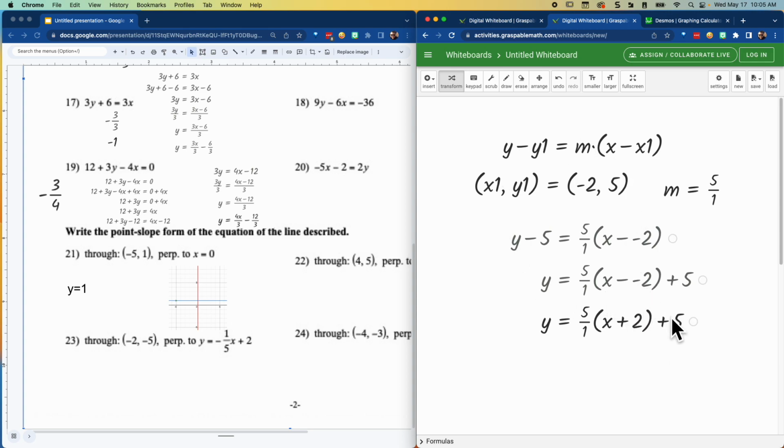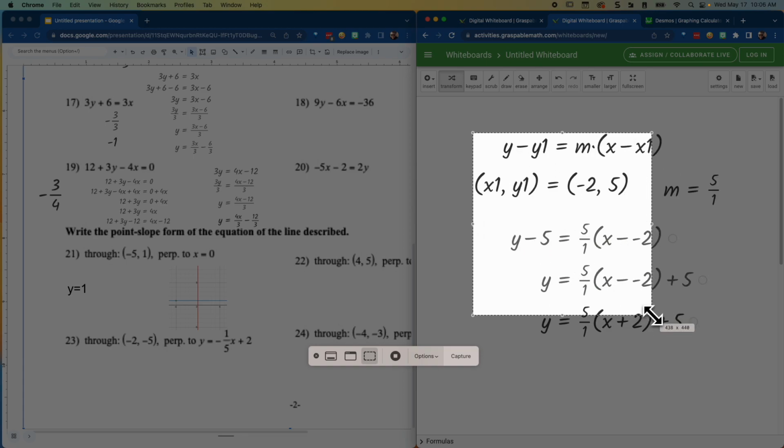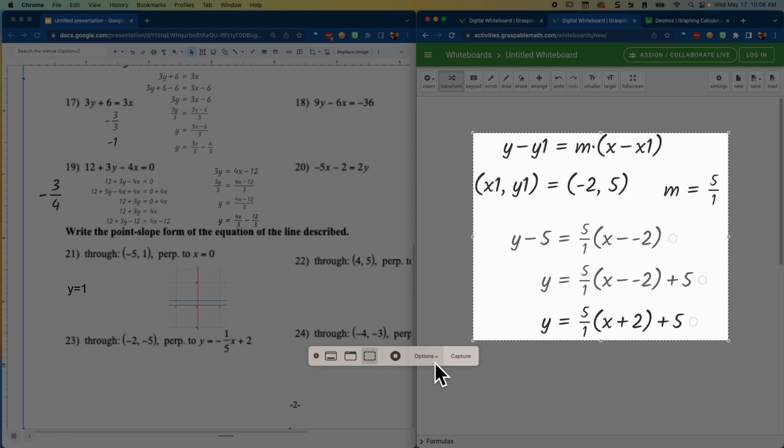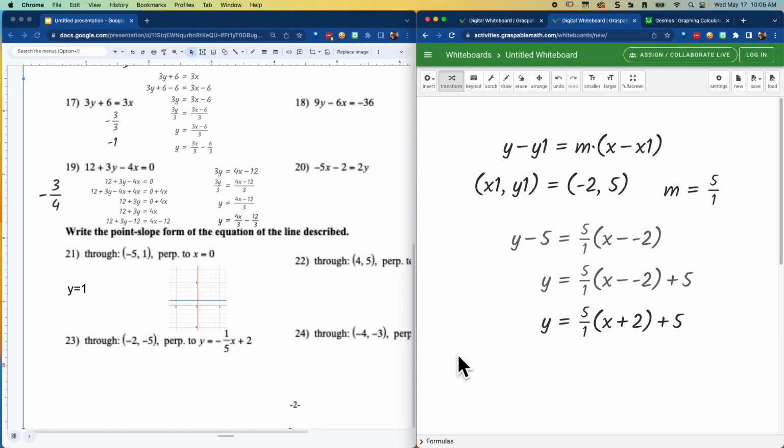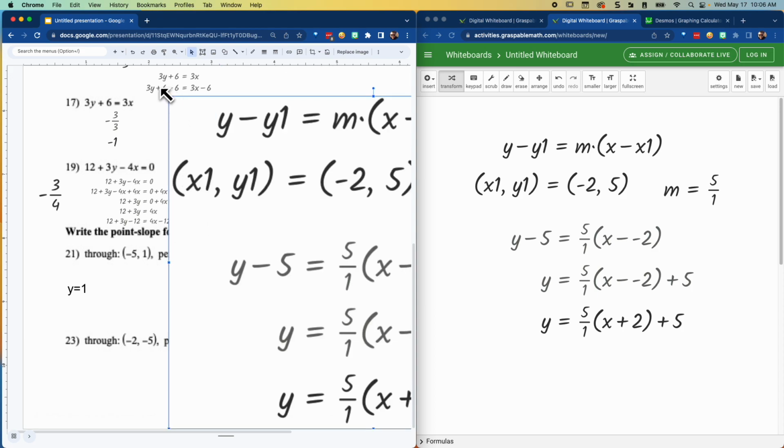All right, so this is all my work. I'm going to capture all of it. This is the work that you would want to write down. Capture that, and then we'll paste this in here. All right.